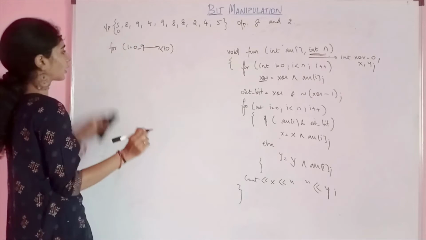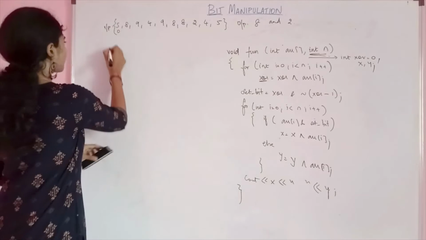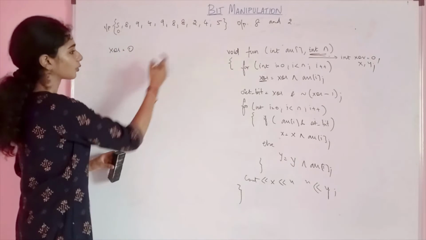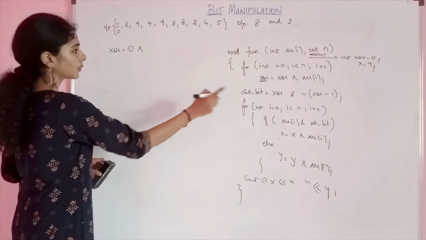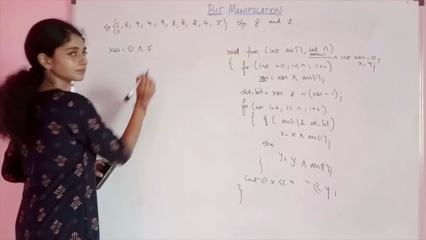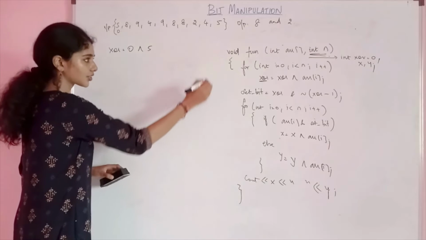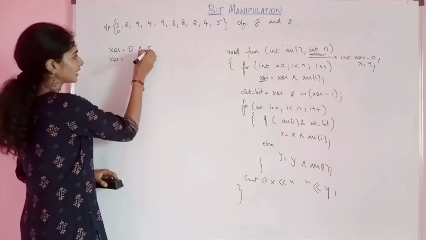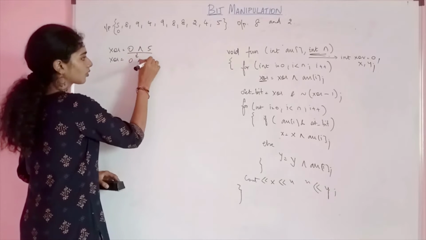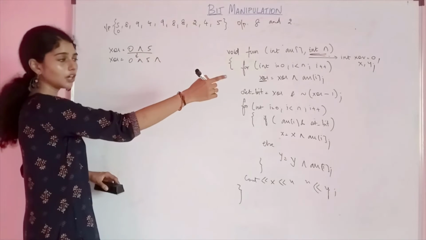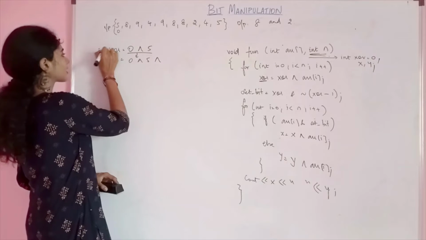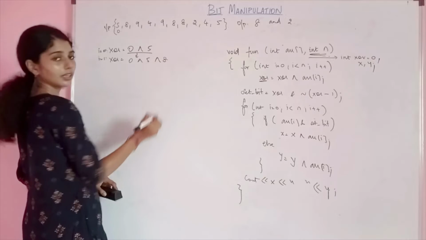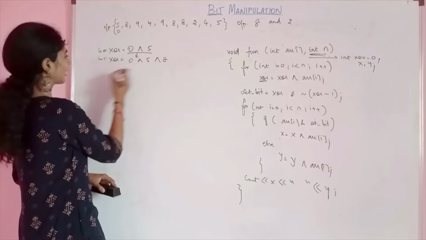So i starts at 0. So XOR will be equal to what? Initially the XOR value is given out to be 0. So 0 XOR with array of 0, which is 5. Fine. Next, the iteration continues. i plus plus. So XOR will be equal to the initial XOR, XOR with array of 1. So i's value was 0 here, i's value becomes 1 here. So it will become 8.